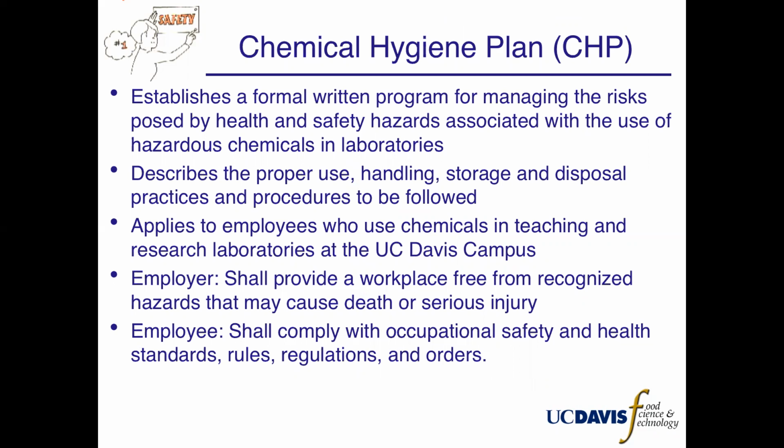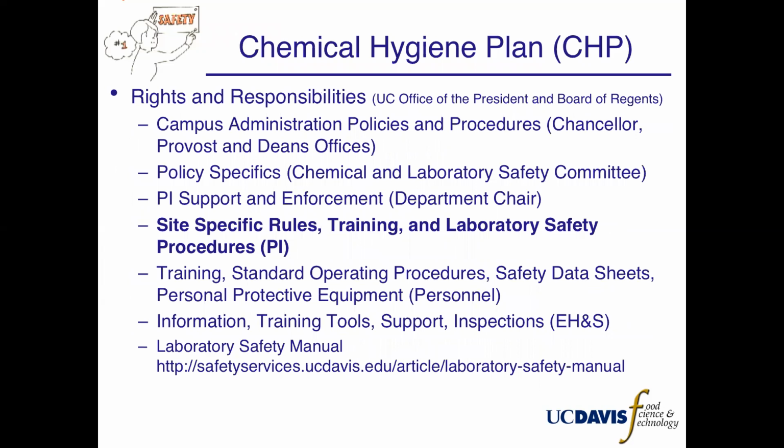It is the responsibility of the employer to provide a workplace free from recognized hazards that may cause death or serious injury. And it is the responsibility of the employee to comply with occupational safety and health standards, rules, regulations, and orders. The Chemical Hygiene Plan also details the rights and responsibilities of each of the following parties as determined by the UC Office of the President and the Board of Regents. Campus administration policies and procedures are the responsibility of the Chancellor, Provost, and Dean's offices. Policy specifics is the responsibility of the Chemical and Laboratory Safety Committee. PI support and enforcement is the responsibility of the department chair.